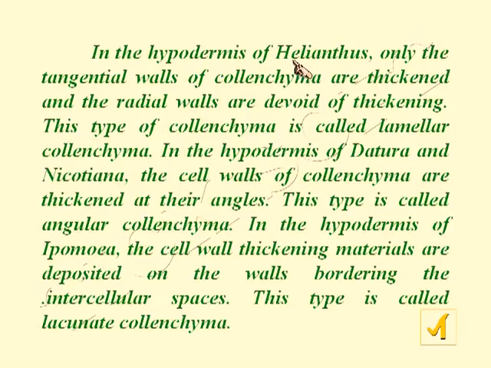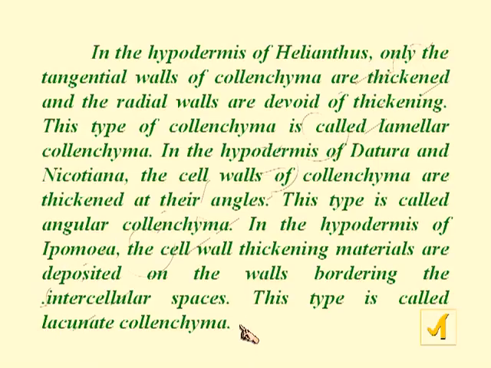In the hypodermis of Helianthus, only the tangential walls of collenchyma are thickened and the radial walls are devoid of thickening. This type of collenchyma is called lamellar collenchyma. In the hypodermis of Datura and Nicotiana, the cell walls of collenchyma are thickened at the angles. This type is called angular collenchyma. In the hypodermis of Ipomoea, the cell wall thickening materials are deposited on the walls bordering the intercellular spaces. This type is called lacunate collenchyma.